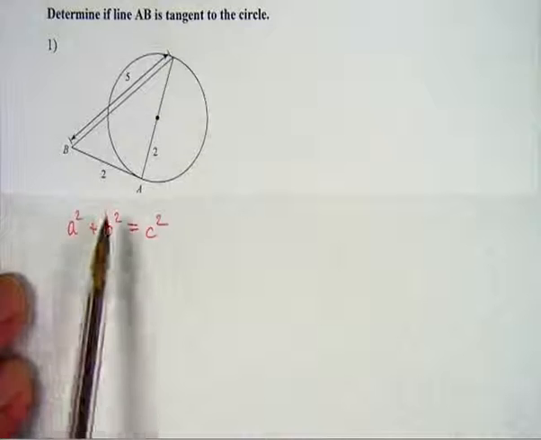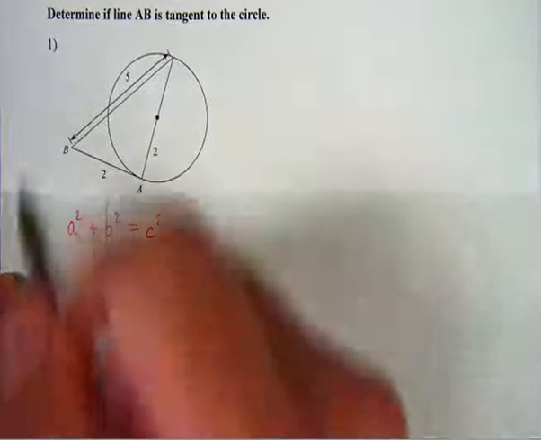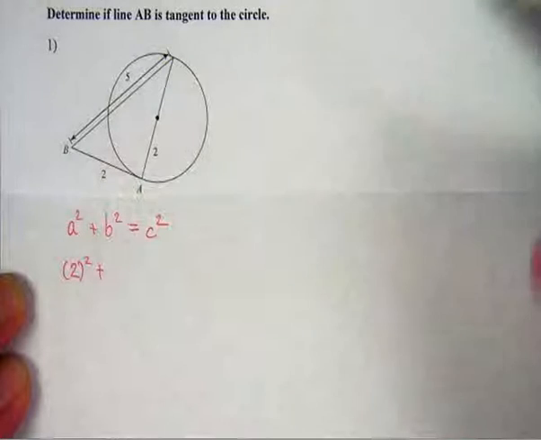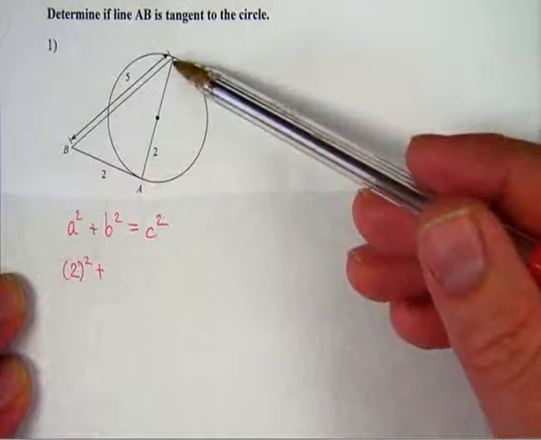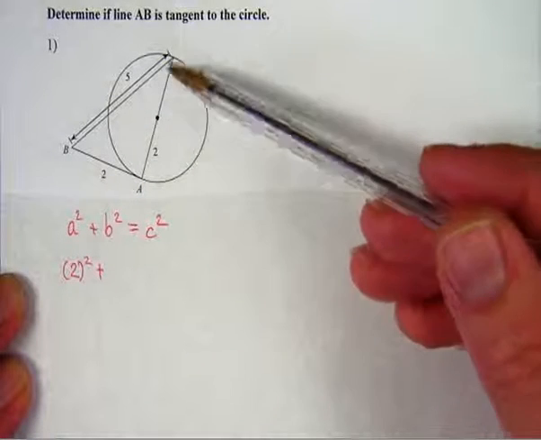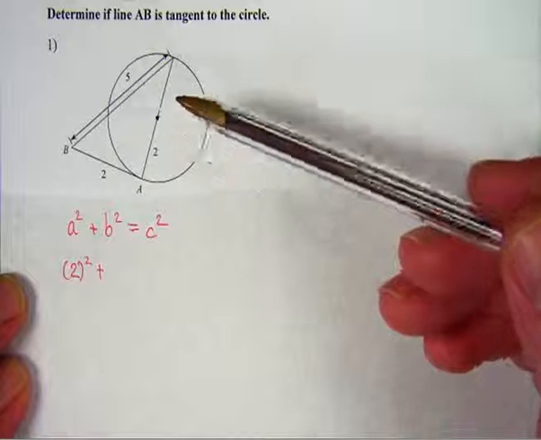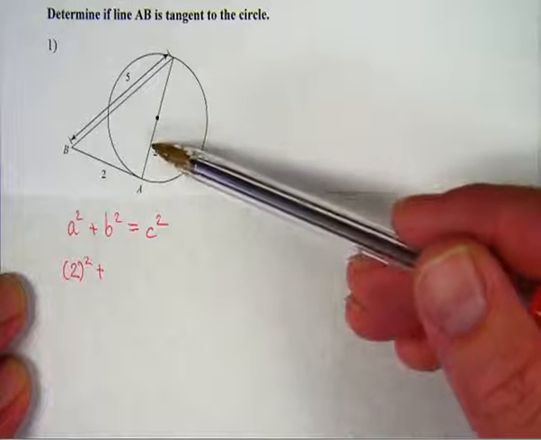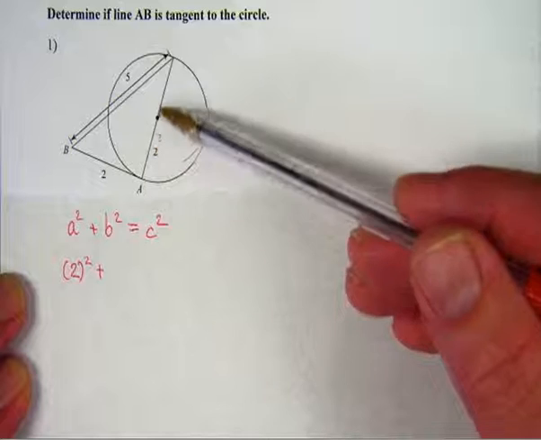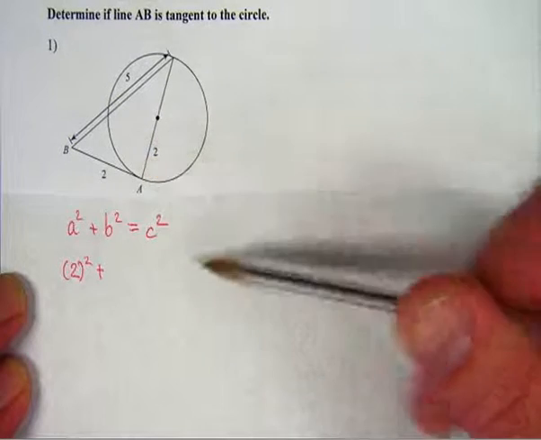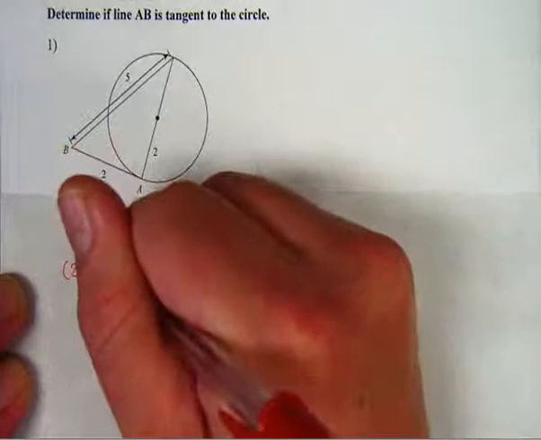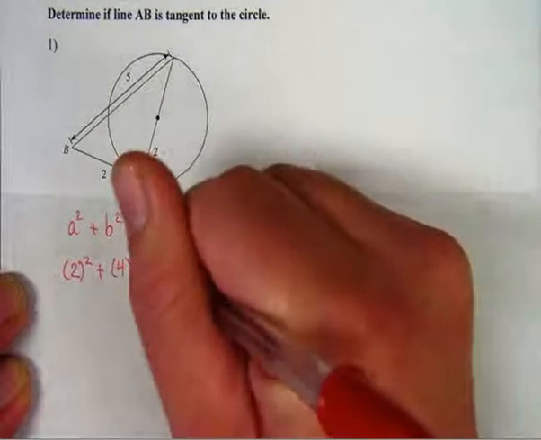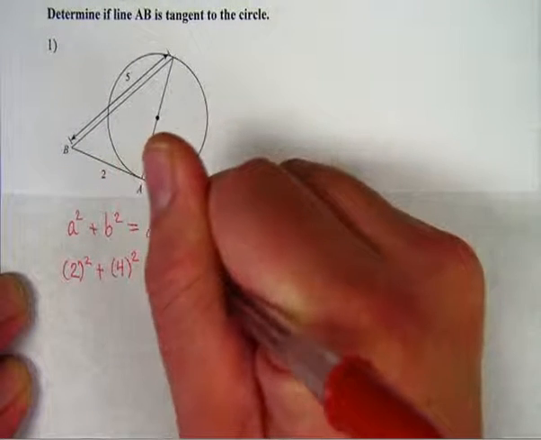So let's start with A. I'll use this side for A because that's nice and simple. So I'll say 2 squared plus, and I'll use this side for B, but notice they don't give us the whole length. Turns out if we're clever, we can work around this. We know the radius is 2. The diameter is always twice the radius, so the length of this segment here should be 4. So the length of B would be 4, and C has a length of 5.